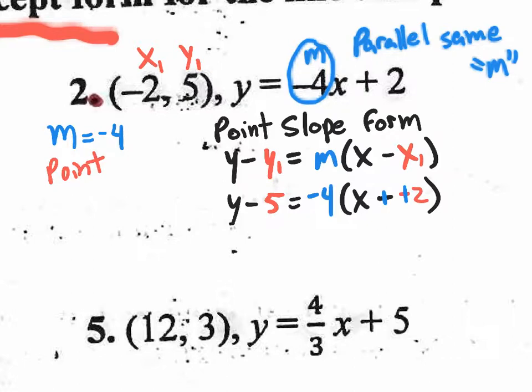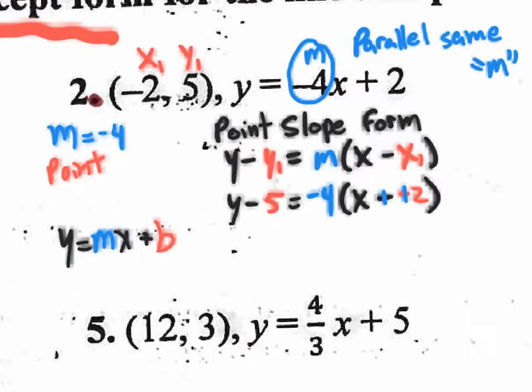But they don't. They want slope intercept form. And slope intercept form is really y equals mx plus b. That's slope intercept form. So let's get this point slope form to look like this. So this one has y by itself, and it doesn't have parentheses. So I need this y by itself, and I need to get rid of these parentheses.